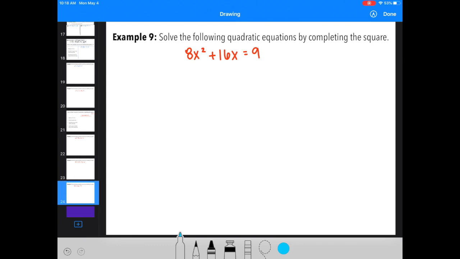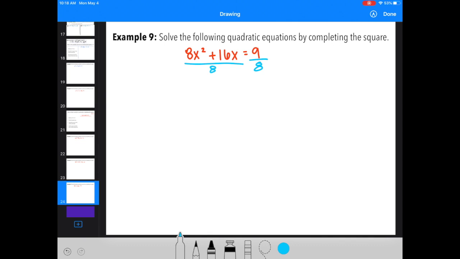All right. Let's do example 9, my last example. I have 8x squared plus 16x. Am I in my correct format? Yes, I am. So what's my first step? It's going to be to divide by that coefficient. So divide by 8.